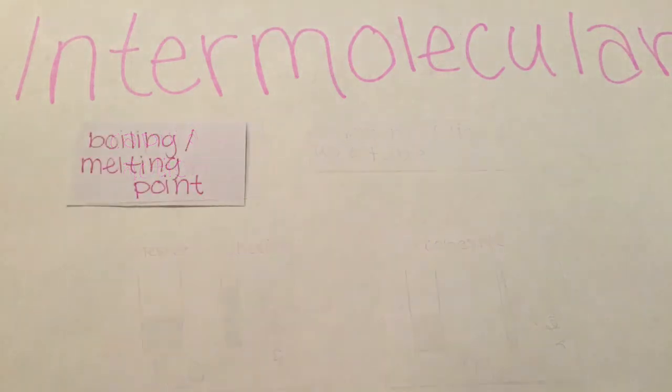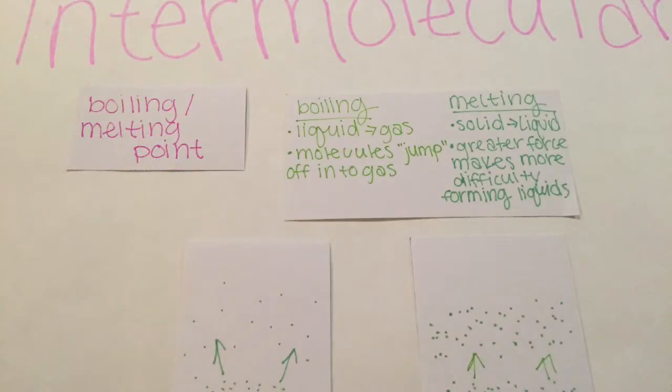So next up is boiling and melting point. So when you boil something, you're taking it from a liquid stage to a gas stage, and molecules will jump off into the gas stage, but the more intermolecular force there is, the hotter whatever you're boiling will need to be to get the molecules to jump into that gas stage. Same thing with melting, except with a solid to liquid, the greater the force, the harder it is for that material to become the liquid form.